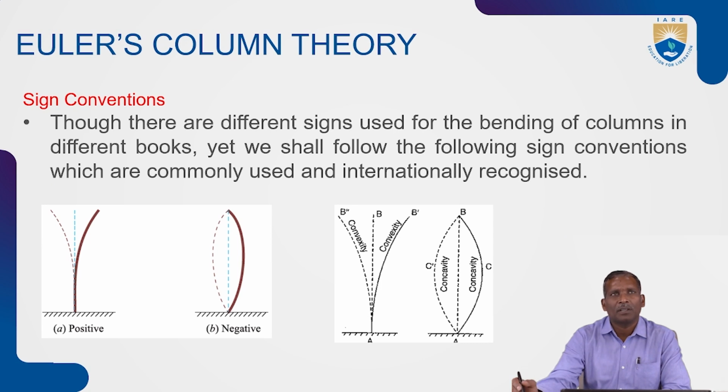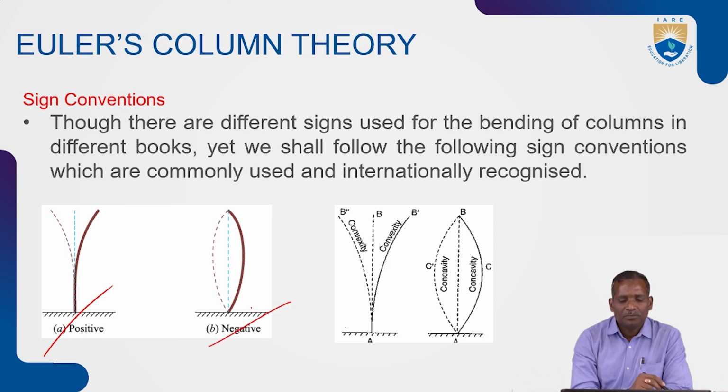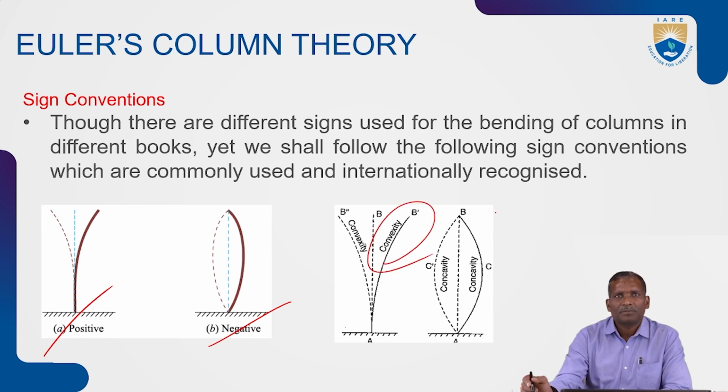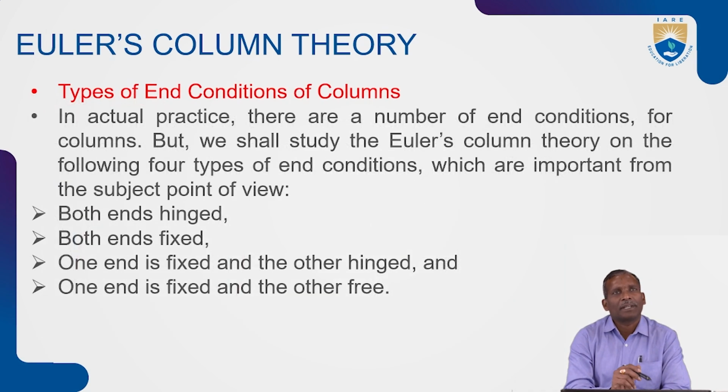For the derivation, the sign conventions are also very important, though different signs are used for the bending of a column in different textbooks. From the subject point of view, the commonly used, internationally recognized signs are given here for positive and negative. Negative is called concavity, and positive is convexity. Different shapes are shown here, with positive sign and negative sign. Whenever it takes the concavity shape, you have to use the negative sign. For the convexity shape, the positive sign. While solving problems, you should use these sign conventions.